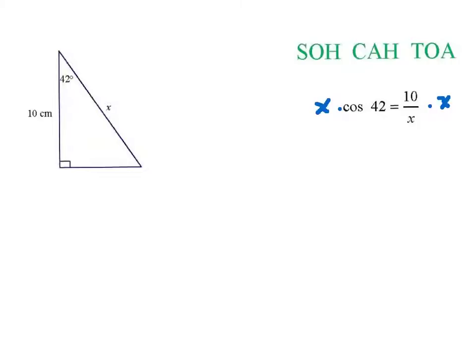So that gives us x times cosine 42 equals 10. Now, in order to get x alone, we need to divide each side by cosine 42, which will give us x equals 10 divided by cosine 42. At this point, we can type that expression directly into the TI, and it will give us 13.46 centimeters as the length of the hypotenuse.